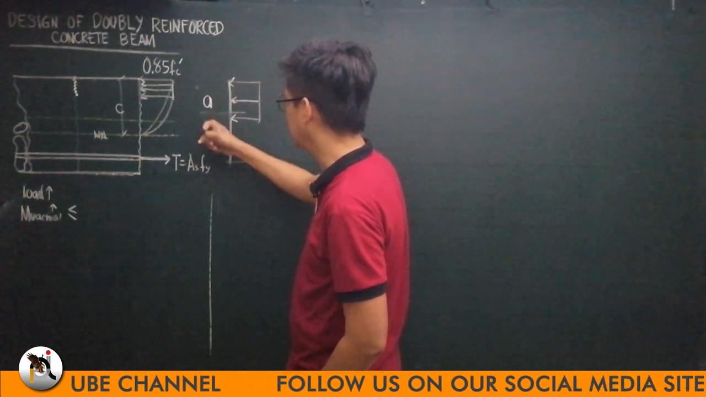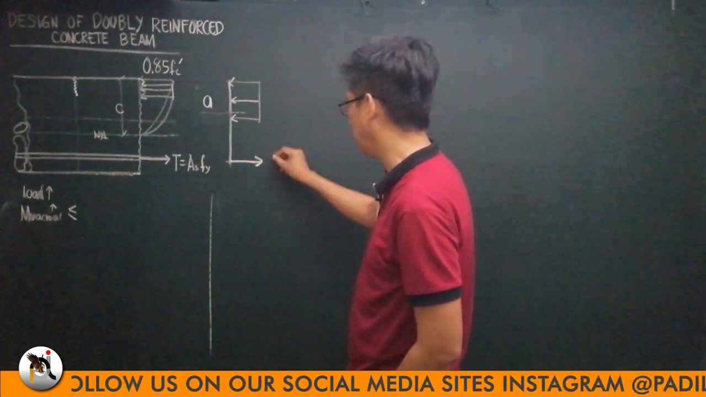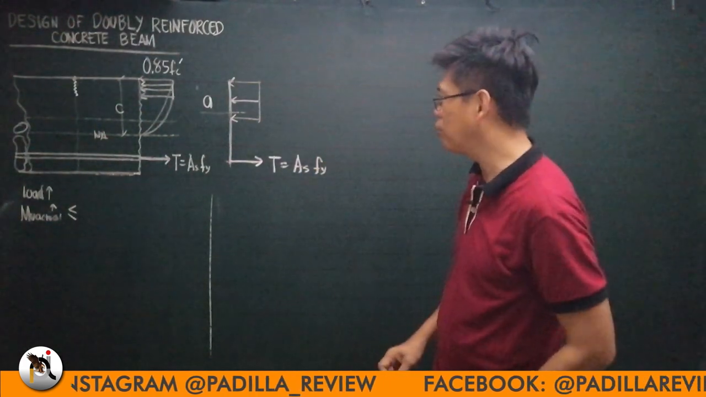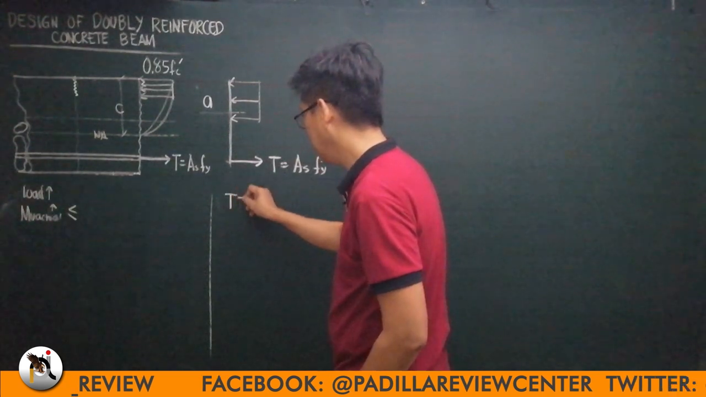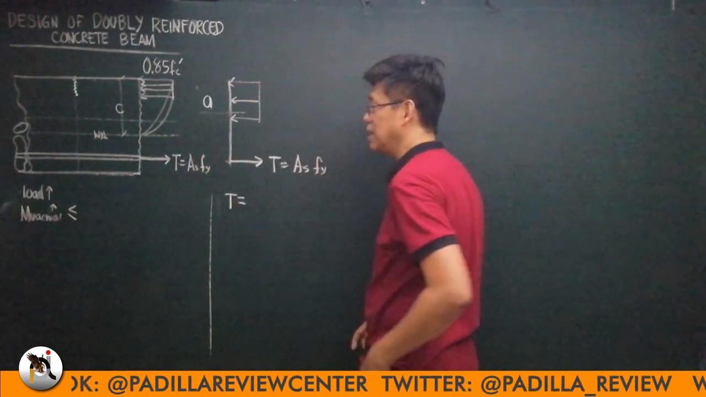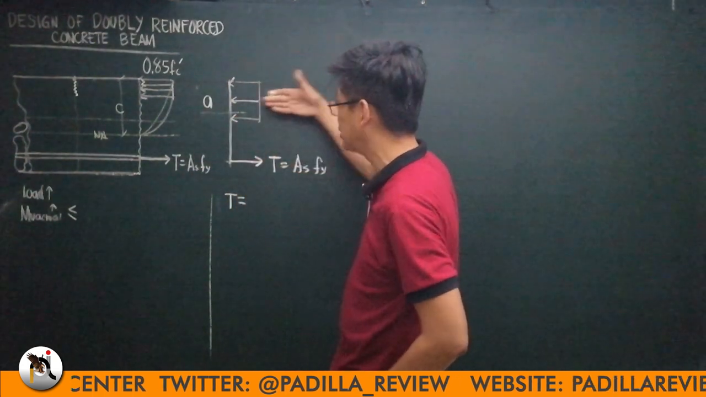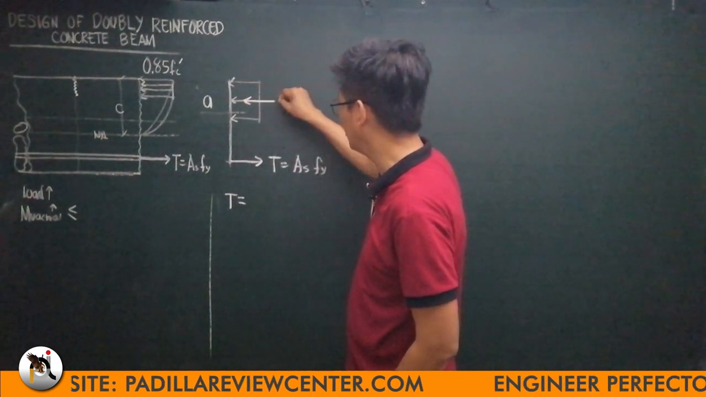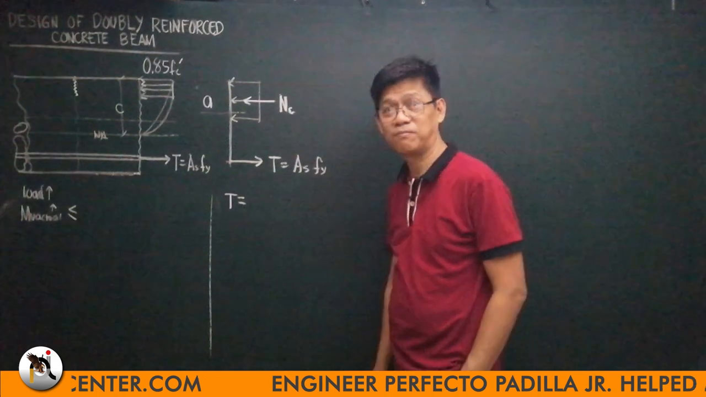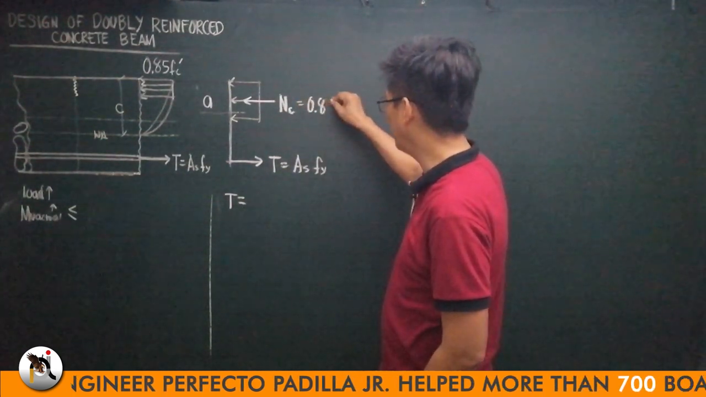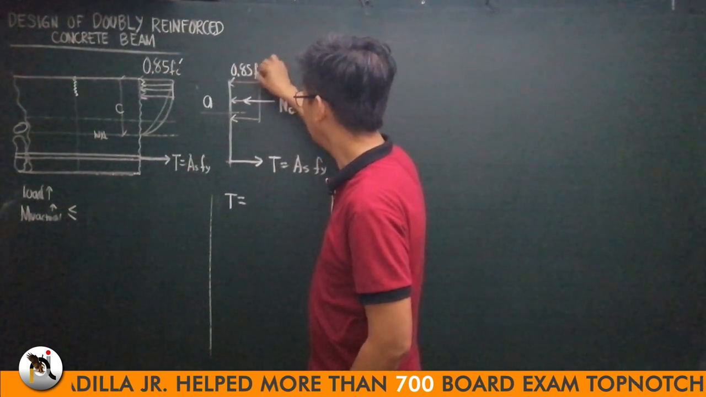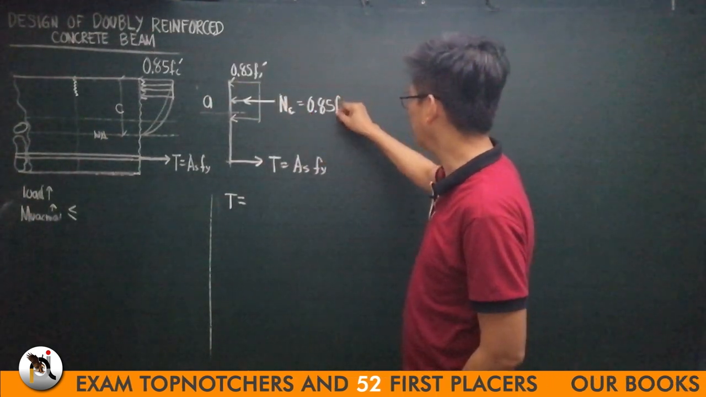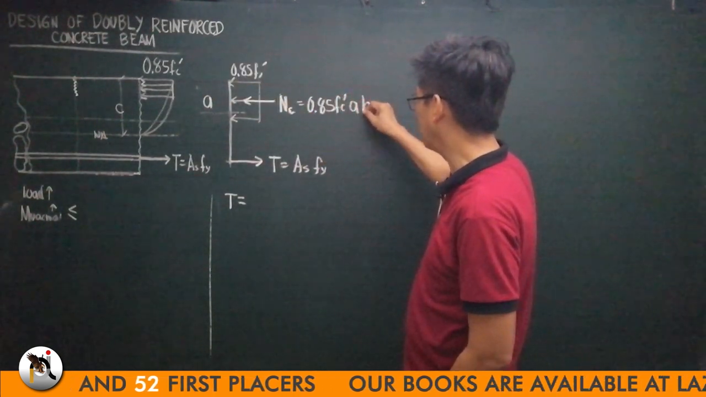So we have here a certain A, and this is our T, which is As Fy. Now remember, by law of equilibrium, for every force here, it will always be countered by an opposite reaction coming from concrete. Let us call that reaction the normal force in concrete, Nc. This is equal to 0.85 Fc prime multiplied by the area. If the beam is rectangular, this is A by B. 0.85 Fc prime A by B, or B by A.